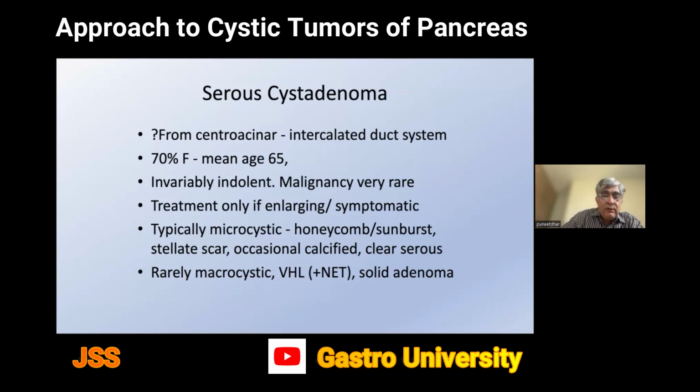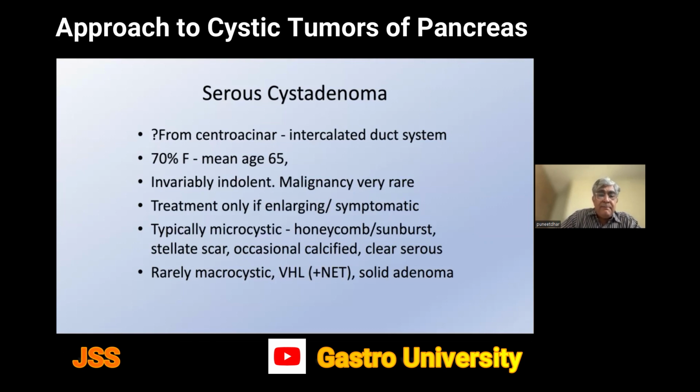So treatment is required only if they're enlarging with any sinister signs coming, or if they're symptomatic. And the CT features are very typical. They are microcystic, so multiple, like a soap bubble appearance, a honeycomb appearance, or a sunburst appearance, as if there's a sudden burst of sun. I think I have a slide on that. Stellate scar in the center also suggests a serous cystadenoma, as the central part gets gradually compressed and over time fibrosed. Rarely it can be calcified, but these are a very random, minimal calcification, and it has clear serous fluid.